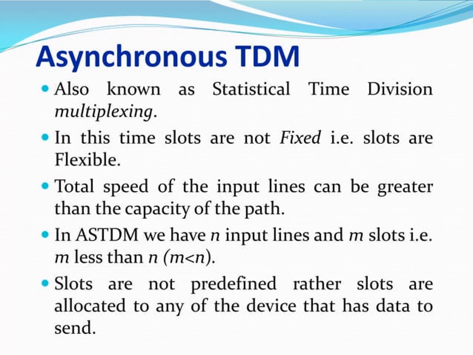Then there is asynchronous TDM. Asynchronous is also known as statistical time division multiplexing. Here the time slots are not fixed, so the slots are flexible. If a system does not contain any data, then the time slot will not be given there. The total speed of the input lines is greater than the capacity of the path. So here the slots are not predefined, as I said earlier. They are allocated to any device that has data to send.